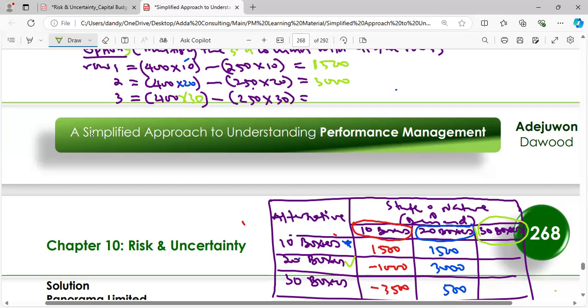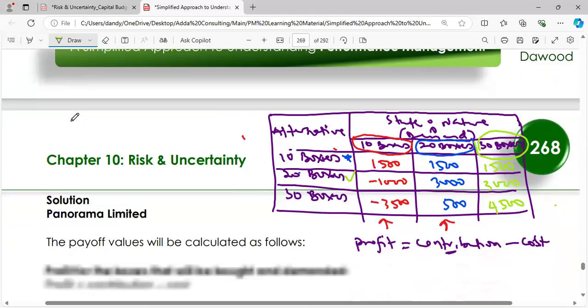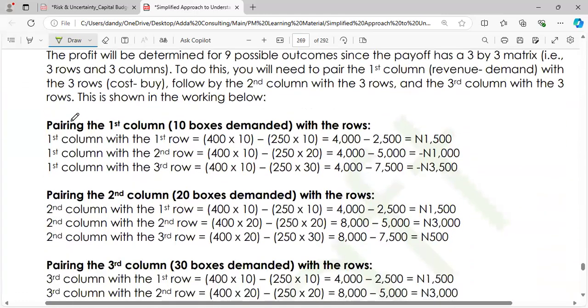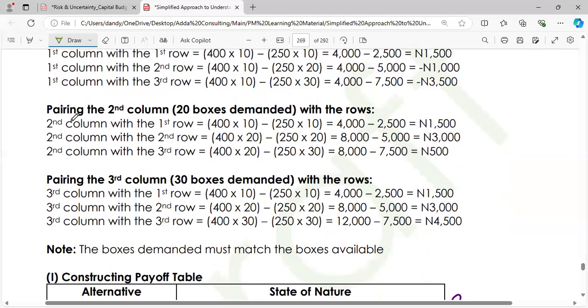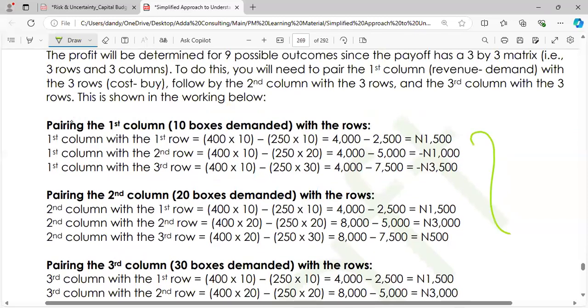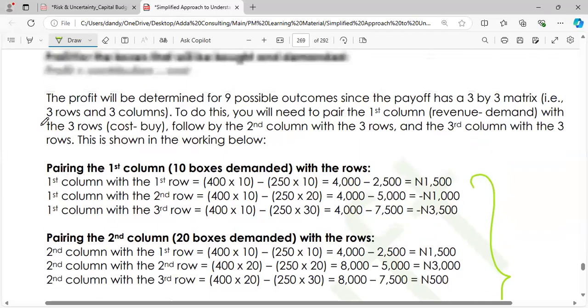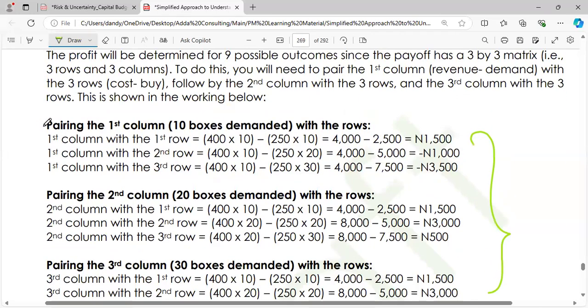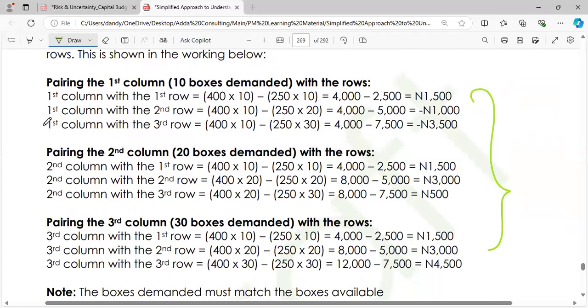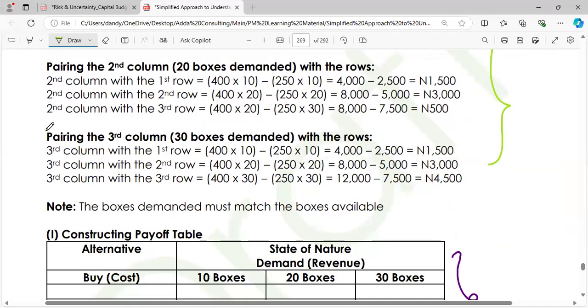So 12,000 minus 7,500, because 250 multiplied by 30 is 7,500. So 12,000, that's the 4,500. So this one will then be 3,000, then 4,500. So that's all you are going to do to get your payoff table. All this one I have written here is oversimplification. I've oversimplified it for you. That's why you have all of this there. So you go through it, it's the same thing that we have gotten so far. Just explaining more details in this material.